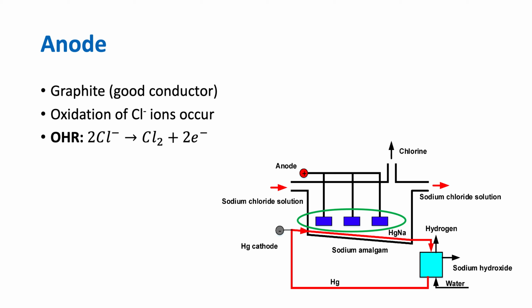Okay, so let's take a look at our positively charged anode. Our positively charged anode is made of graphite, which is a very good conductor. And the anode is the site at which the oxidation of chloride ions occurs. And so here is our oxidation half reaction.